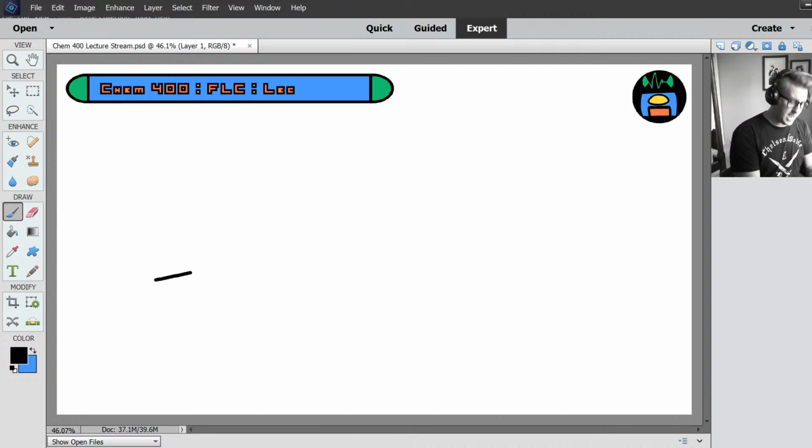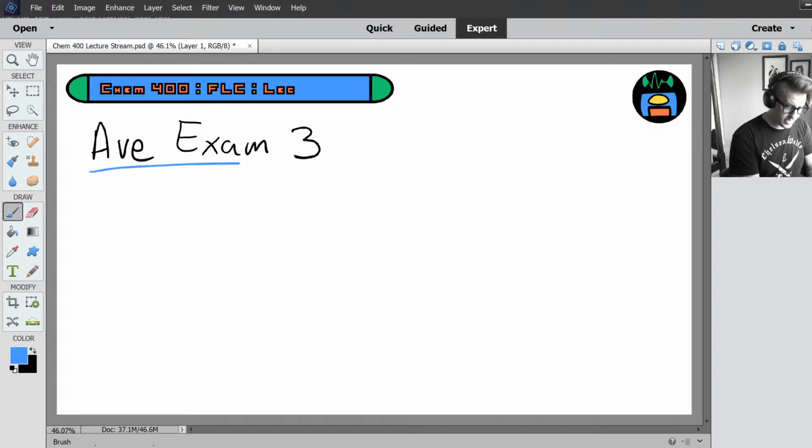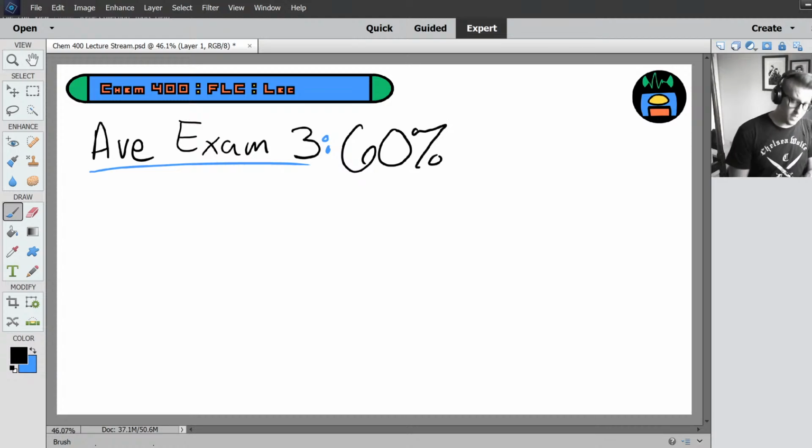So after the outliers were removed from the data set, the average for exam 3 came out to be a 60%, which is still on the low side, but it's not unusual for what I typically see on this exam. This one usually has the lowest average of all the exams that I give.